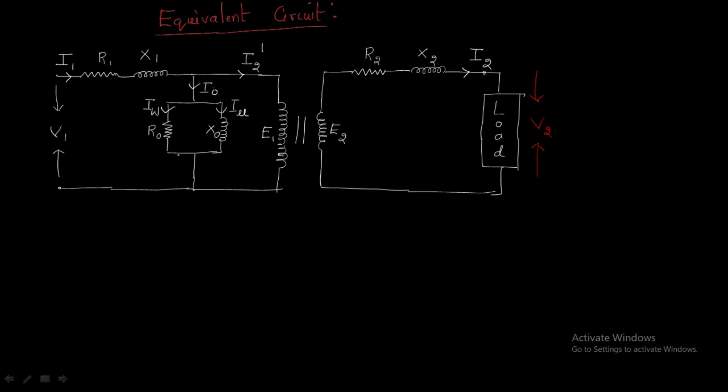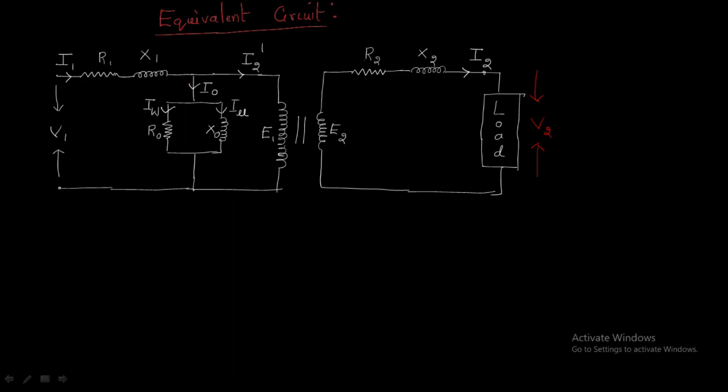Every transformer has its no load branch, consisting of R0 and X0. R0 is the wattful component, X0 the wattless component. X0 will absorb the magnetizing current I mu, and R0 will take the current IW, which is the core loss component.